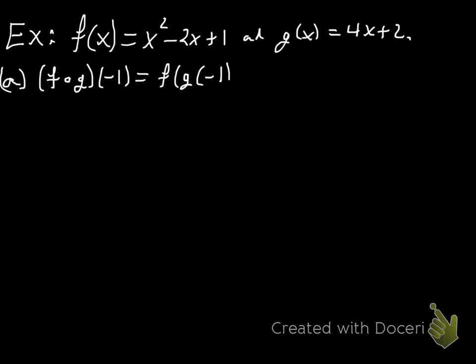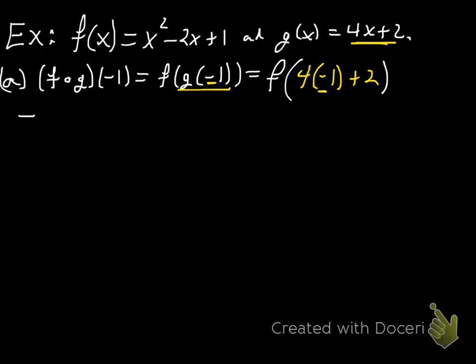So f of g of -1. The g function takes input, multiplies it by 4, and then adds 2. So what are we feeding it? It multiplies 4 times our input, and then adds 2. We're feeding it a -1, and we'll get -2 as the answer inside the parentheses there.